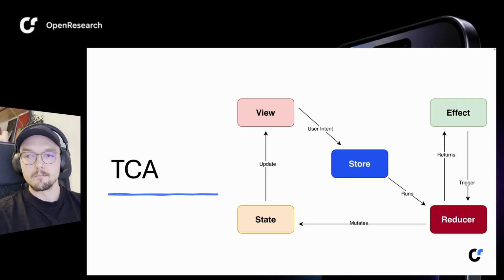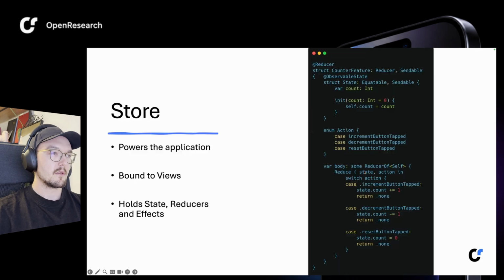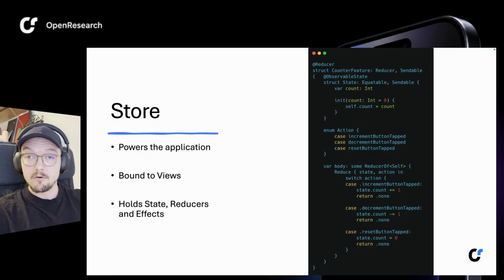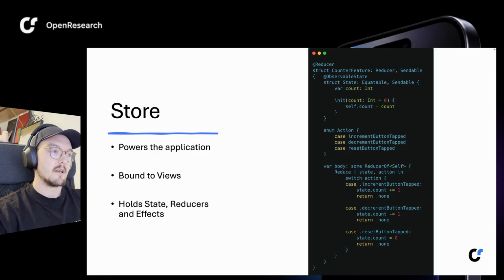So these are the main components, but the view itself only knows the store. It can send input to the store, and it can listen to the state, which is also inside of the store. Let's have a look at the store and the setup itself. So the store, as I said, is the only thing that is bound to the view, and it basically powers the application. And it holds all the other key components of the TCA architecture.